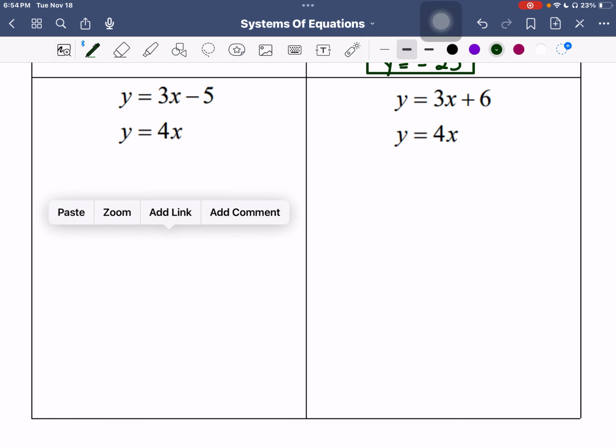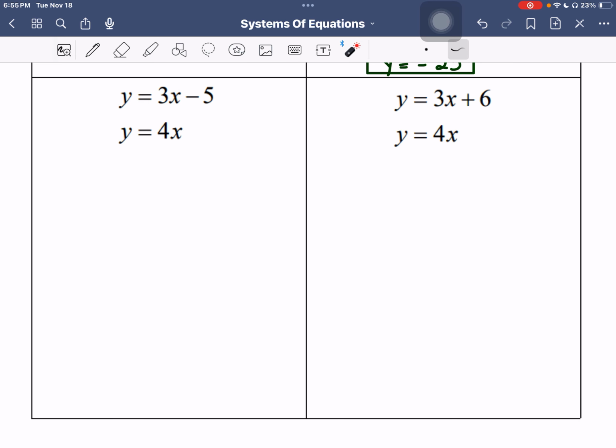So I have y is equal to 3x minus 5 and y is equal to 4x. Again, both are in slope-intercept form, so since this is y equals and the second one is also y equals, I can just set these two expressions equal to each other. So I will have 3x minus 5 is equal to 4x. And now I just solve for x.